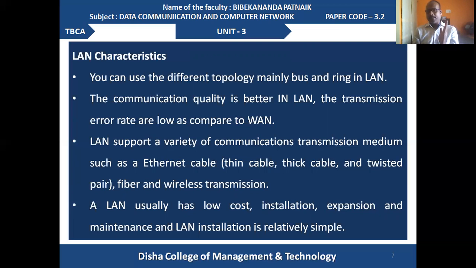And it can support a variety of communication transmission mediums such as Ethernet cable. As I said earlier, Ethernet is normally one type of network interface, like thin cable, thick cable, and as well as twisted pair cable, and as well as fiber and as well as wireless transmission. So a number of media are there, like twisted pair cable, coaxial cable, optical fiber cable. Also wireless communication, like satellite communication and microwave links. Almost all these media can be widely implemented in a local area network.